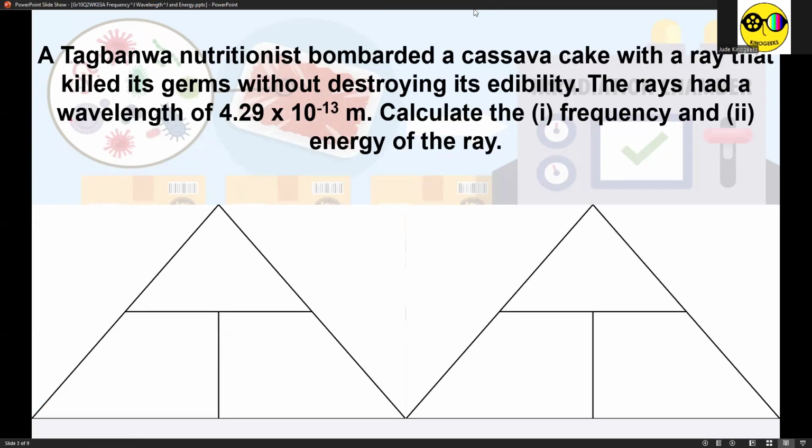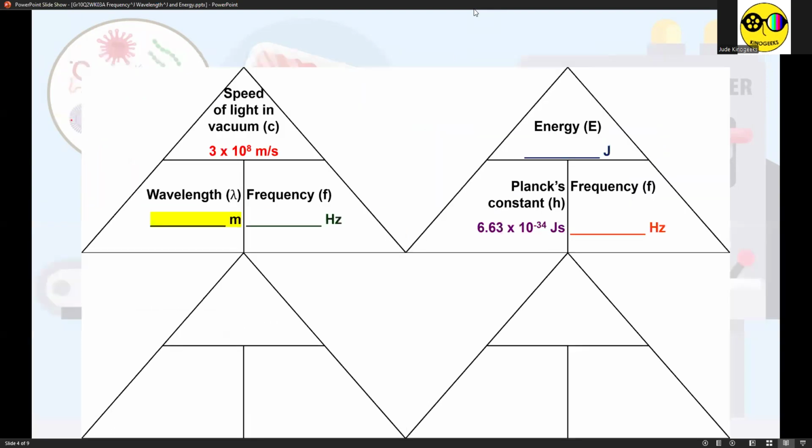So remember that the first pyramid formula that we used has something to do with the relationship between the speed of light in vacuum, which is a constant, the wavelength, and the frequency. And the second pyramid formula that we utilized last week showcases the relationship between energy, Planck's constant, and frequency.